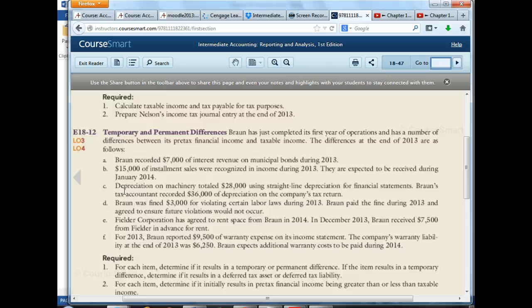Temporary differences. Okay? And it's going to be a deferred liability. Who wants to take C?